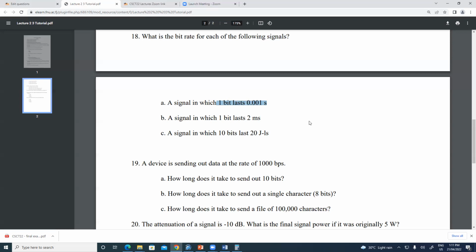We do the second one and the third one. Second one is, remember, milliseconds, so you have to convert this to seconds first. And then the third one is microseconds. Okay.